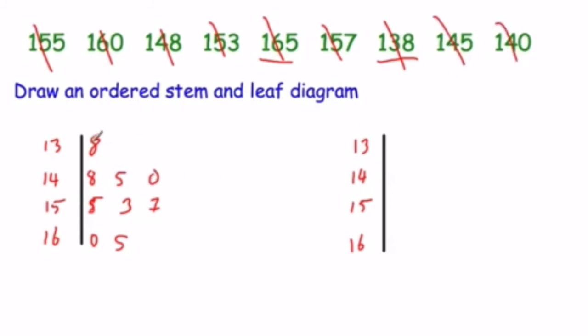So let's just count them. 1, 2, 3, 4, 5, 6, 7, 8, 9. So we had 9 numbers. We've got 9 leaves. So let's check we had 9 numbers to begin with. So 1, 2, 3, 4, 5, 6, 7, 8, 9. So we've got them all.